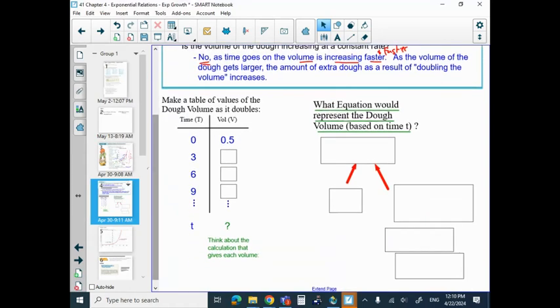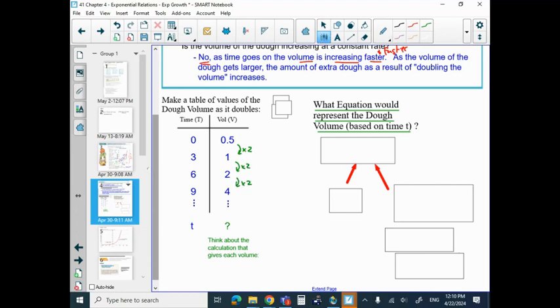So here we go. We're going to make a table of values for the volumes, and they're pretty obvious, right? You just double each time. So if I multiply by 2, I'm going to get the 1. If I multiply by 2 again, I'm going to get 2, and multiply by 2 again, I get the 4, and so on, just like we looked at in the graph.